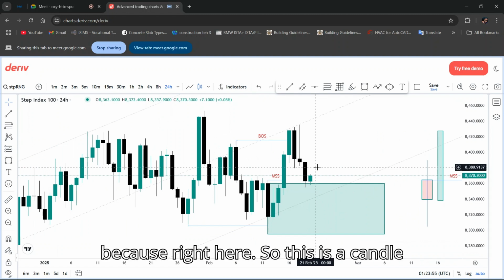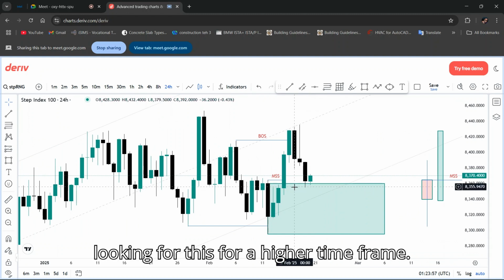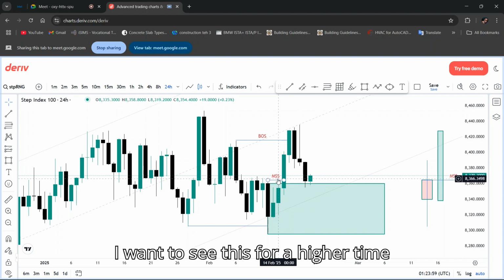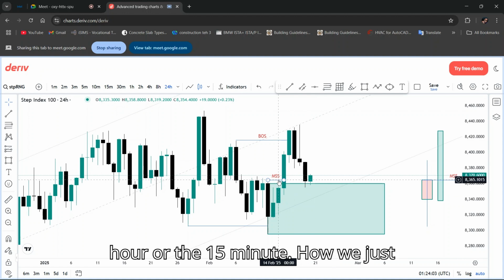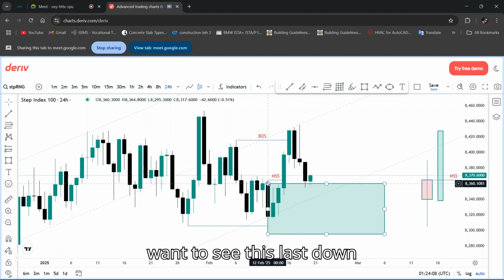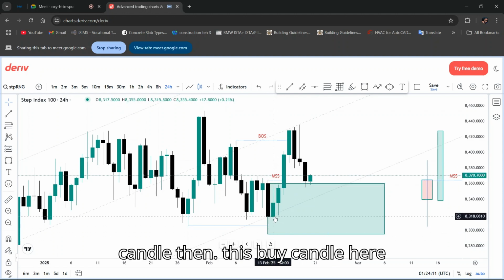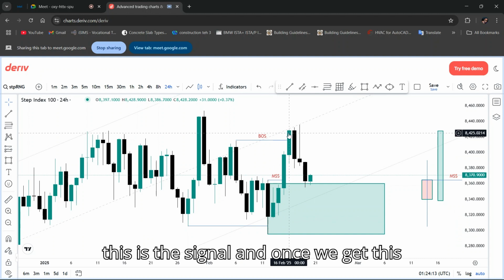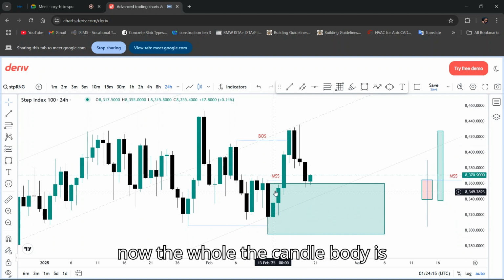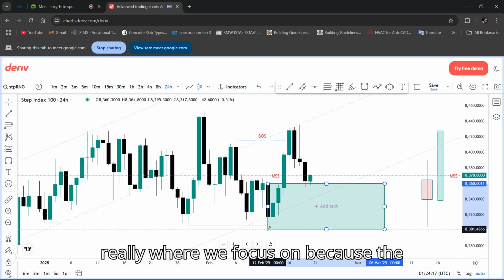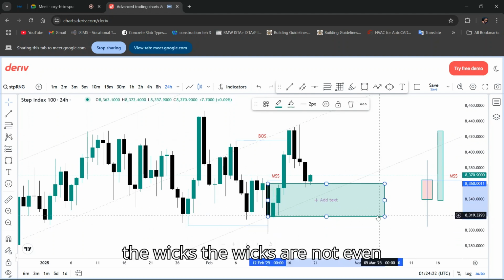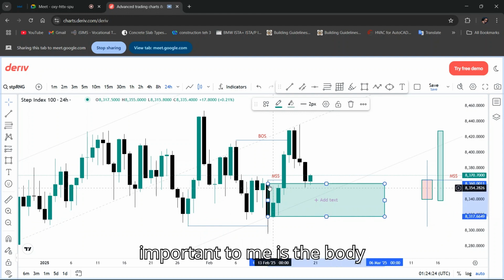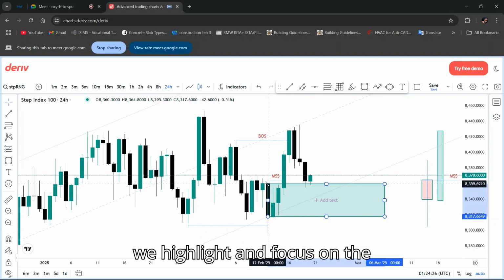Right here, this is a candle signal. This is what we use, because we are looking for this on the higher time frame. Once we see this on the higher time frame, this is where we go from the 24 hours down to the 1 hour or the 15 minute. We just want to see the last down candle, then these buy candles. This is the signal. Once we get this, the candle body is really where we focus, because the candle body is where price is at. Not even the wicks. The wicks are not even important to me. It's the body we highlight and focus on.